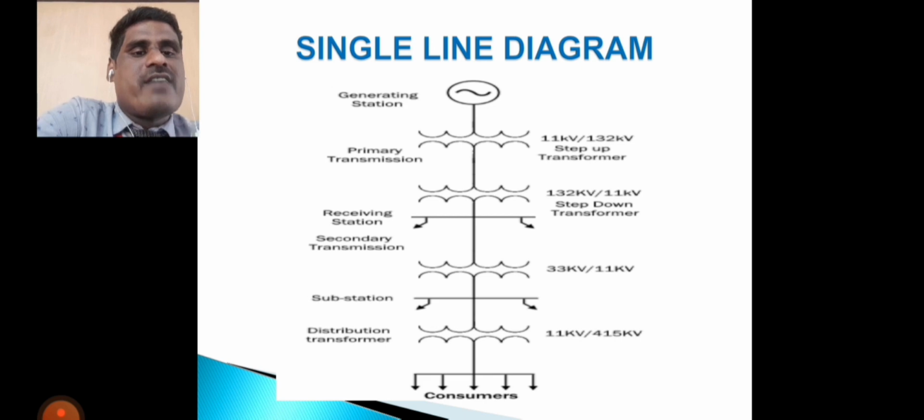In the substation, the distribution transformer, whether from 33 kV or 11 kV, distributes the power to the various consumers, like 11 kV or 415 V. Based on that requirement, the 11 kV is supplied to the consumer or 415 V is supplied to the consumer. This depends on the requirement of the application or of the consumer.